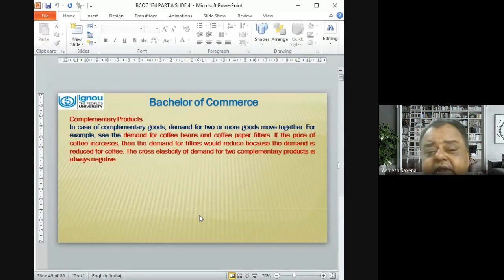Complementary products. In case of complementary goods, demand for two or more goods move together. For example, the demand for coffee beans and the coffee paper filters. If the price of coffee increases, then the demand for the filters would reduce because the demand is related to coffee. The cross elasticity of demand for two complementary products is always negative.